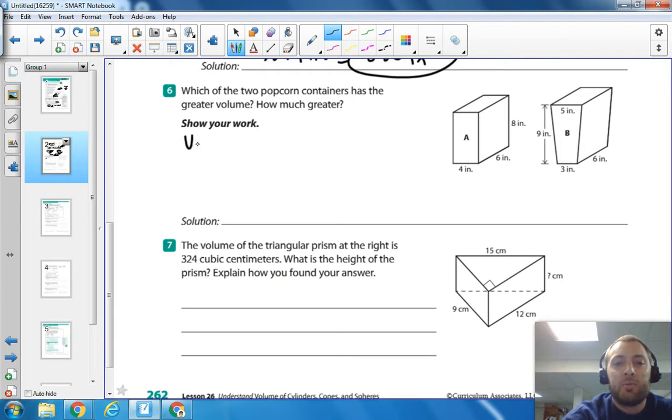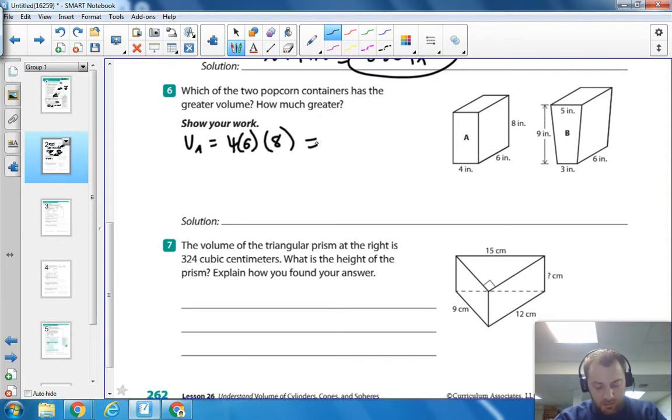So the volume of shape A is just a rectangular prism. So the area of the base is 4 by 6 times the height, which is 8. So that's very simple. I've got it written down here, that's 192.